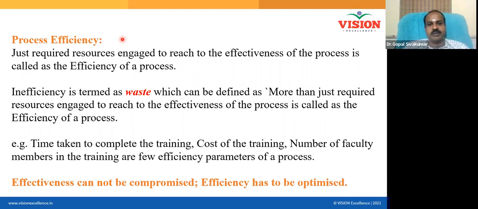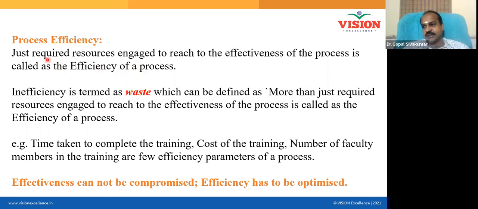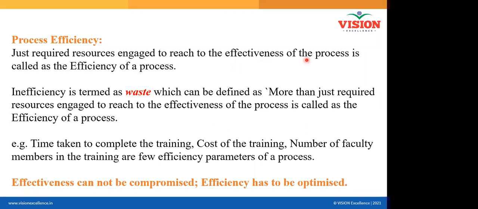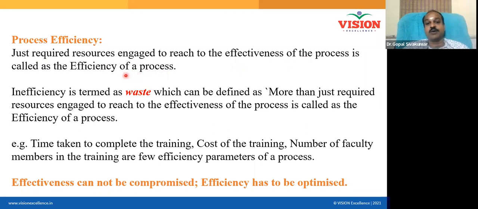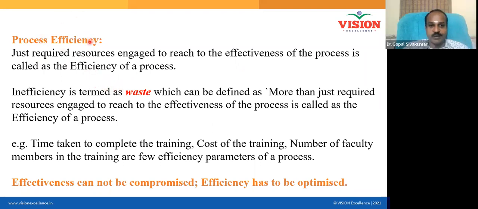Anything you do beyond the required level to achieve the desired effectiveness is simply called waste. That's nothing but inefficiency. So use only the resources just required to reach the desirable effectiveness. That is called efficiency. If you overutilize or underutilize the resource, both will make your process inefficient. For example, I can keep the training program in a 5-star hotel and then charge you double the money. Will it add value?